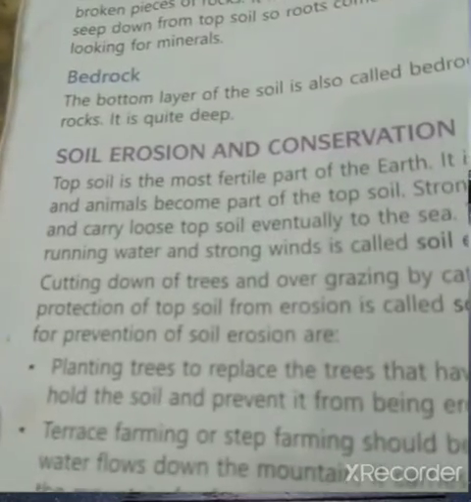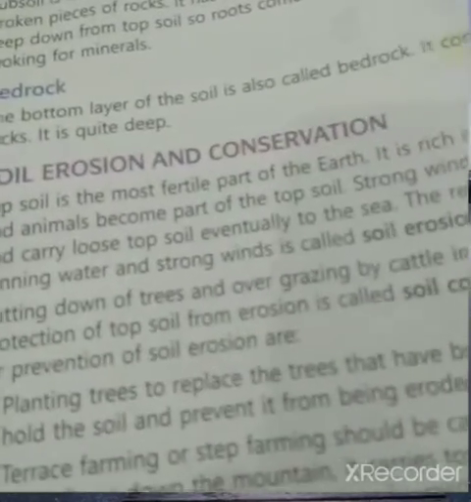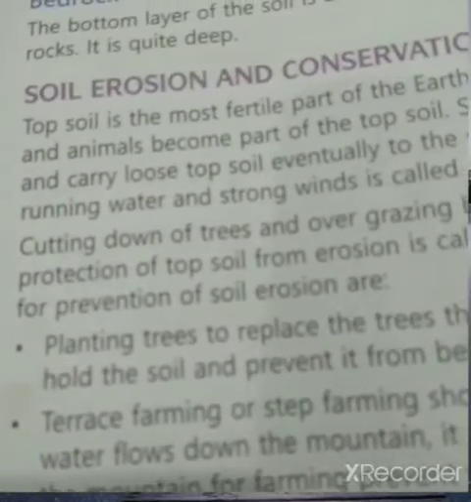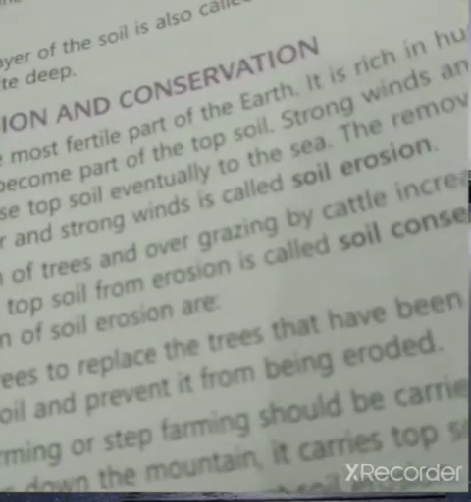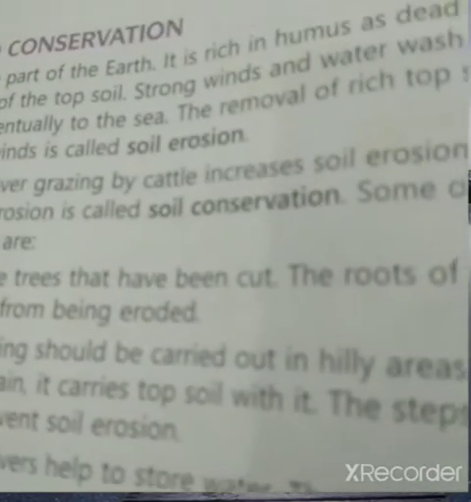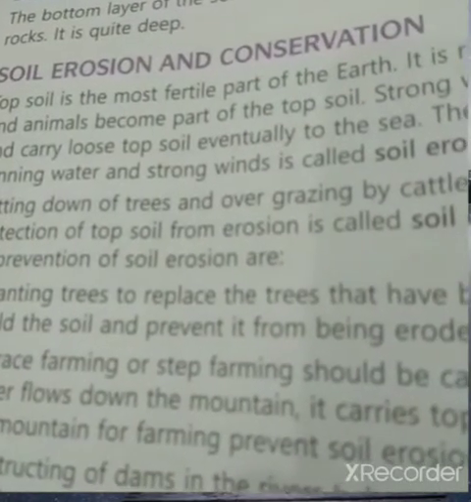Some of the ways of prevention of soil erosion are planting trees to replace the trees that have been cut. The roots of plants hold the soil and prevent it from being eroded.